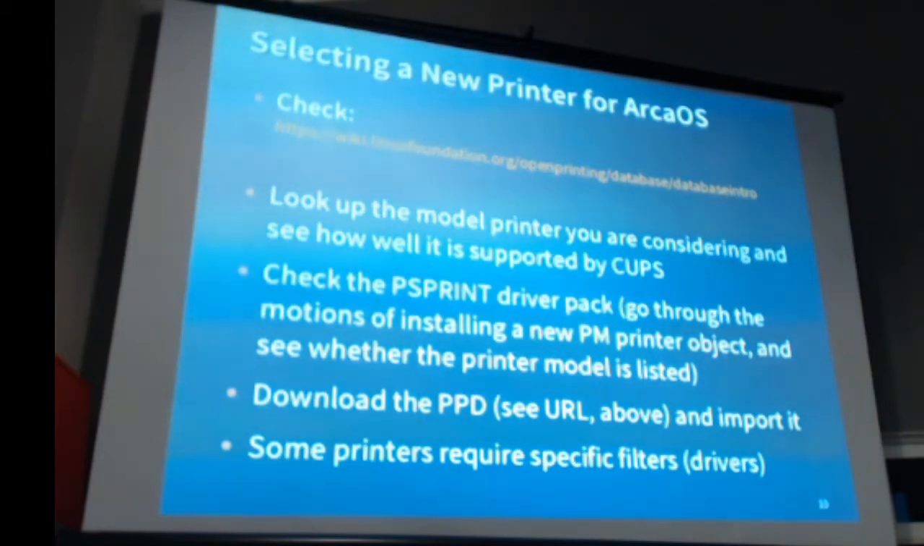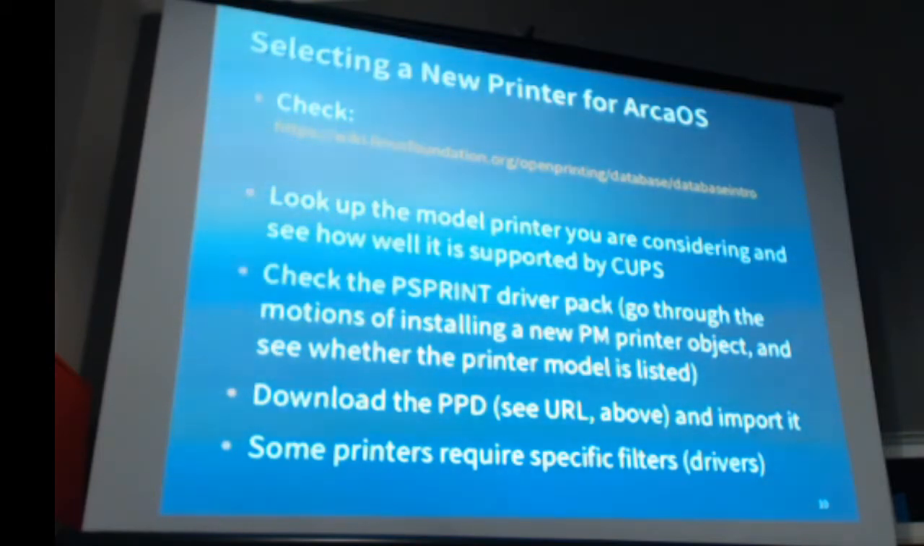Check that URL. Sorry it's so small. It's https://wiki.linuxfoundation.org/openprinting/database/databaseintro, but you can get to it if you just go to /openprinting. Check the database. Look up the model printer that you're considering. So in other words, do some shopping. Find some printer options that look like they may suit your purpose, and then look up the printer here to see how well supported it is.